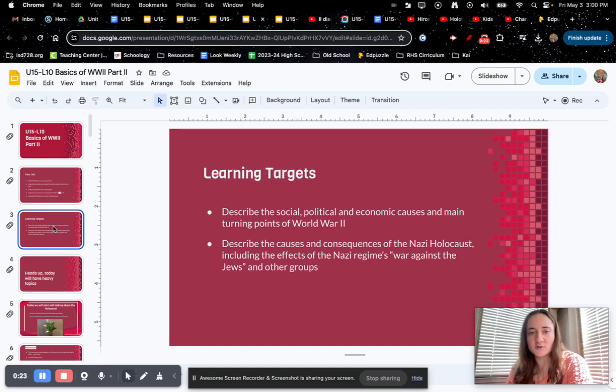Learning targets: describe the social, political, and economic causes and main turning points of World War II. Describe the causes and consequences of the Nazi Holocaust, including the effects of the Nazi regime's war against the Jews and other groups.